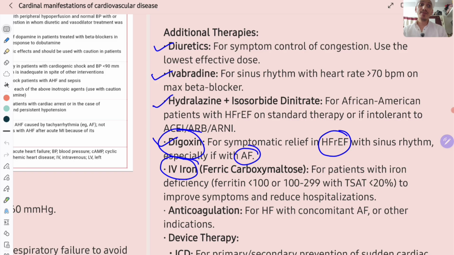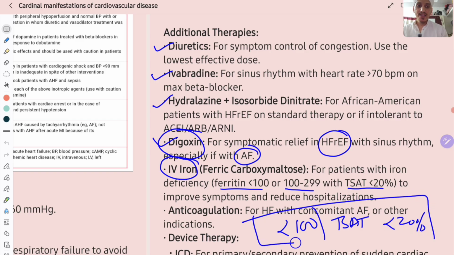IV iron you should use, like FCM, ferric carboxymaltose, for patients with iron deficiency. What does iron deficiency mean in patients with heart failure? Ferritin levels are less than 100 or between 100 to 300, with TSAT, nothing but transferrin saturation, less than 20%. So when the ferritin level is less than 100 and TSAT is less than 20%, then you should give iron to maintain the ferritin level more than 100 and TSAT more than 20, 20 to 40%. This is 100 to 300. You should maintain this one. You should check ferritin and TSAT levels. Okay.